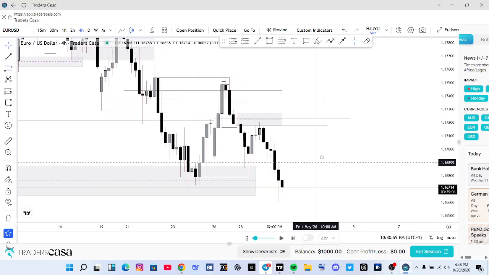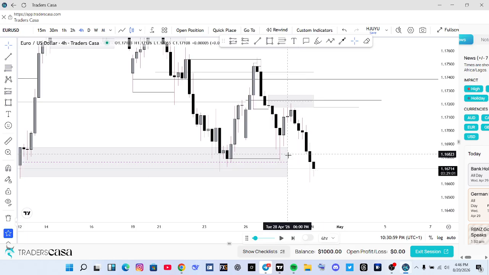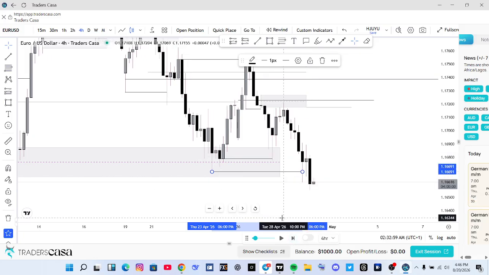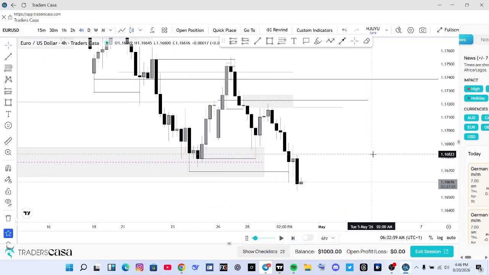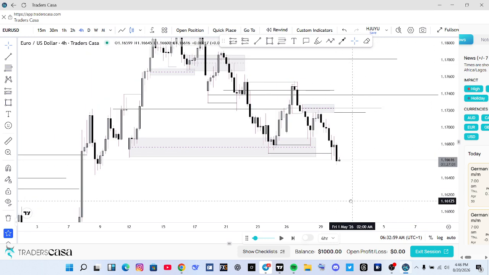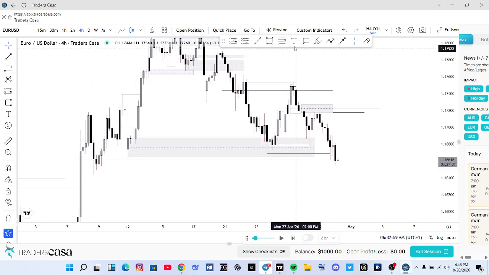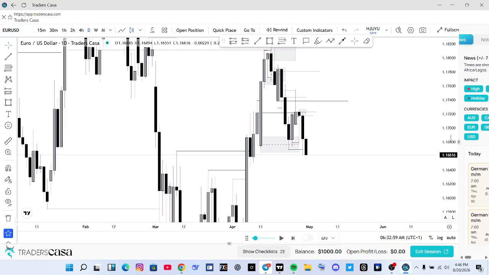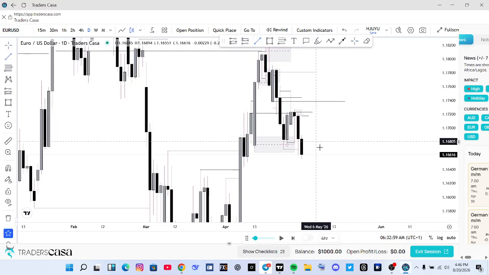Boom, you see it. So this low has been taken out, and now we have a fresh breakout structure. Okay, it's not a break yet. Now we have a break. Now, after you get a break of structure like this, the next thing you should be looking out for is roadblock. Yes, in MSNR, we call it roadblock.